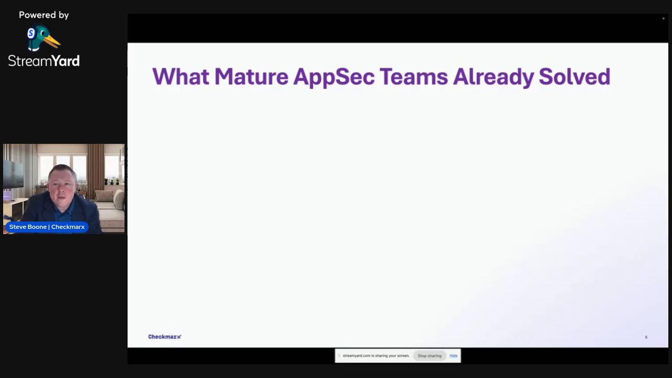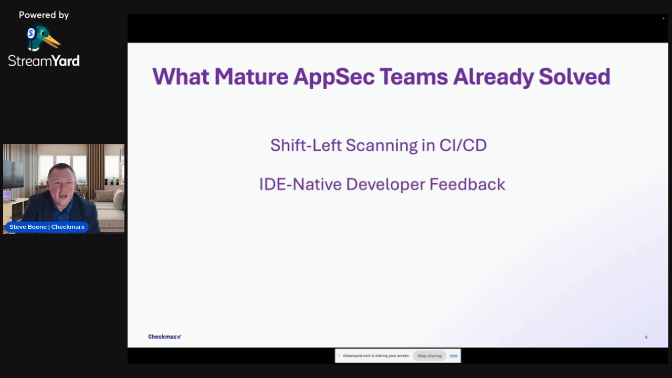And so when we think about what mature AppSec teams have already solved, the good news is the hardest part of this has already been done for a lot of organizations and for a lot of thought leadership aspects to AppSec. Now, what's important here is that AppSec teams didn't stand still, right? Mature programs have already adapted. The idea of shift left scanning and using CI/CD is very common. Now you're starting to see the push of IDE native feedback for developers, right?